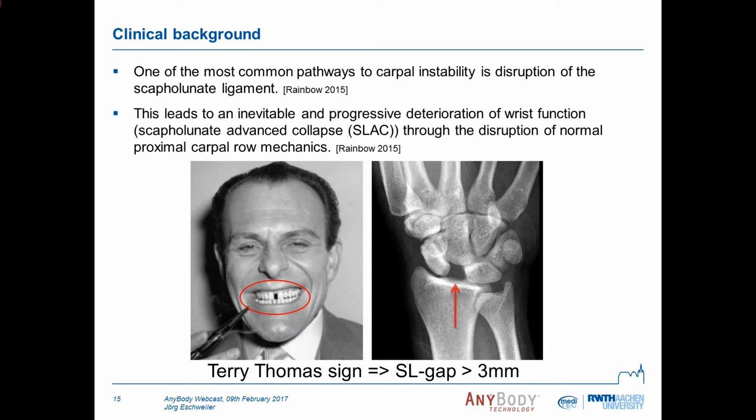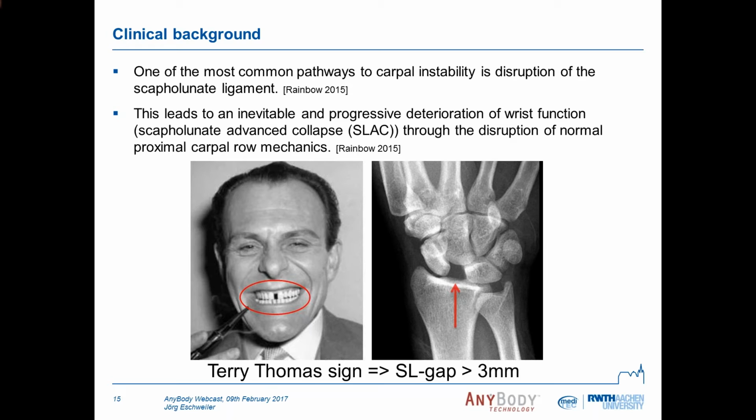One of the most common pathways to carpal instability is the rupture of the so-called scapholunate ligament. That was the reason why we chose this pathology in our project. We chose it for our initial investigation with our own model, but more on that later. The disruption of the so-called SL ligament leads to an inevitable and progressive deterioration of wrist function, the so-called scapholunate advanced collapse, short SLAC, through disruption of the normal proximal carpal mechanics.